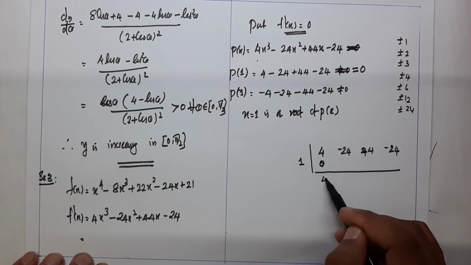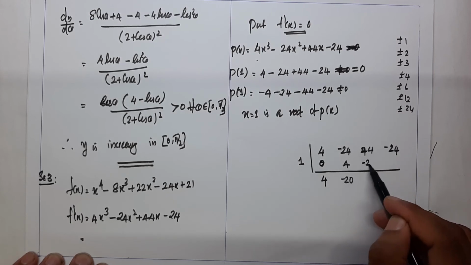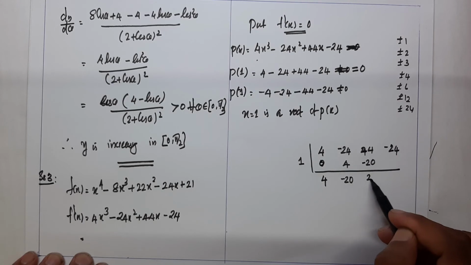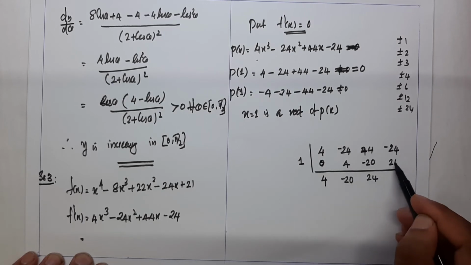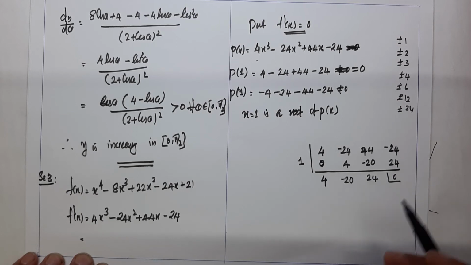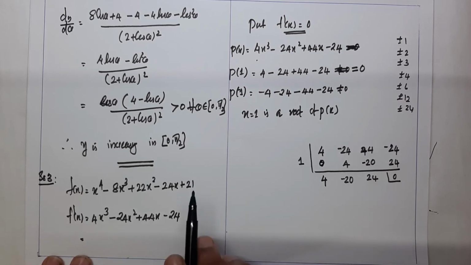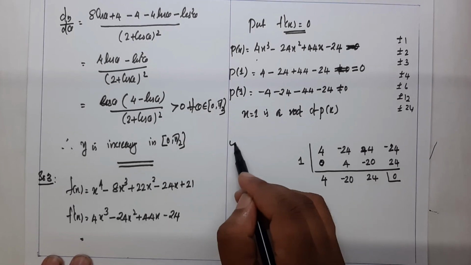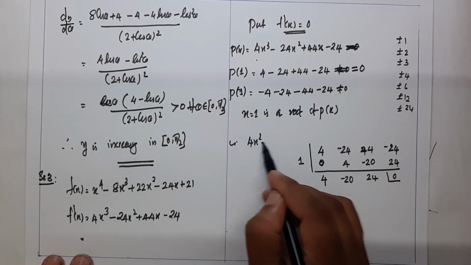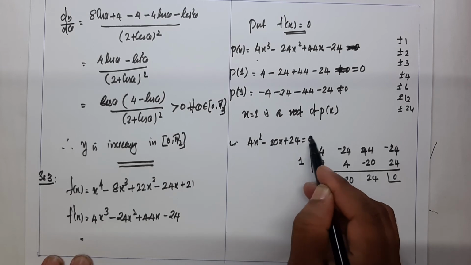Now adding this term, we get the answer 4. Multiplying with this term, 4 into 1, 4. Again we add, we get minus 20. Minus 20 into 1, minus 20. Add this term, we get 24. 24 into 1, 24. Add this term, we get 0, which is the remainder. The balance terms are collected and form a quadratic. That is, in the next line we get 4x square minus 20x plus 24 is equal to 0.